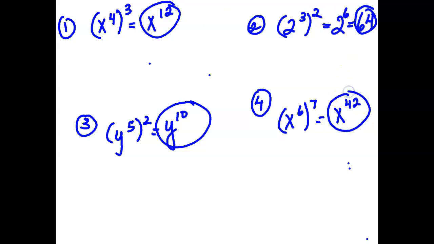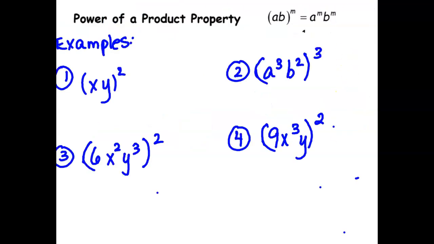All right, now moving on to the next property, we have the power of a product property. So in this case, we have all the factors inside of the parentheses. You want to take each factor and raise it to the power. So in this case, x would be to the 2nd power, and y would be to the 2nd power. Notice x is a factor and y is a factor.